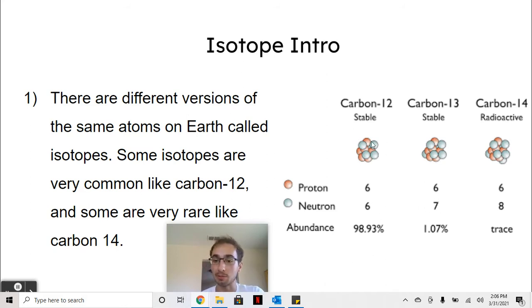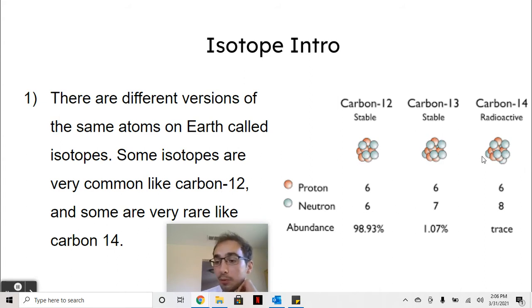So for example, most carbon on Earth, including the ones in us, is carbon-12. And that word, carbon-12, comes from the mass. So carbon-12 gets its name because it weighs 12, whereas carbon-14 weighs 14. And carbon-12, you know carbon has 6 protons, so to figure out the neutrons, you do 12 minus 6, and then you'll get 6 neutrons.